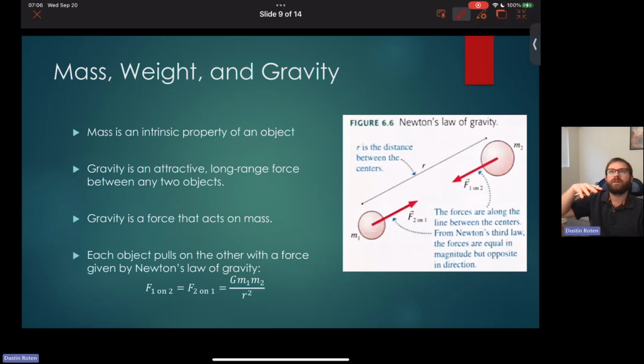Now, before we start talking about Newton's second law, where there's forces acting on objects, let's actually define some of these forces and talk about those. So we'll start with mass, weight, and gravity. So mass is just an intrinsic property of an object. That's just how much of that object is there, okay?